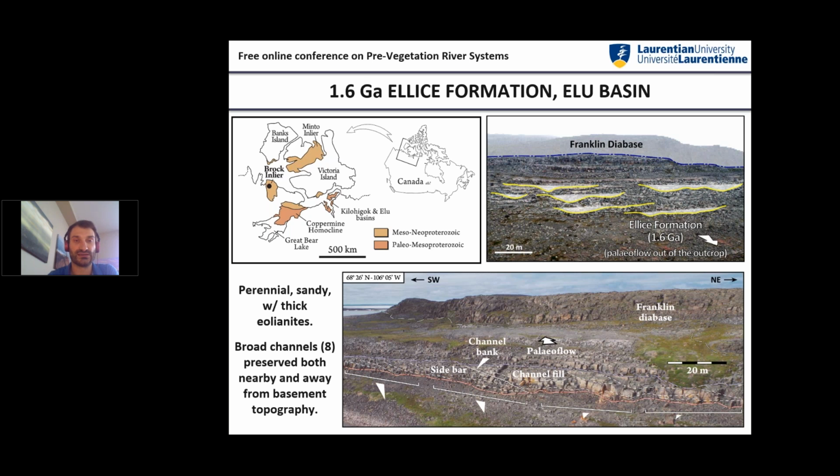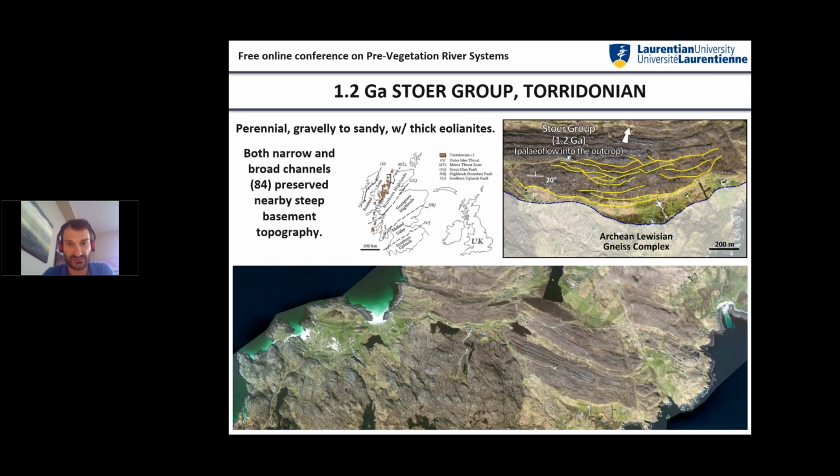The third case study is the 1.2 Ga Stoer Group. It's the oldest part of the Torridonian. It's a rift basin, but despite this, it bears strong resemblance to the Burnside River Formation in that both narrow and broad channels were observed, engulfed within valleys characterized by steep basement topography on their sides. In this case, 84 channels were observed. These that I've listed so far were all related to active stages of channel filling.